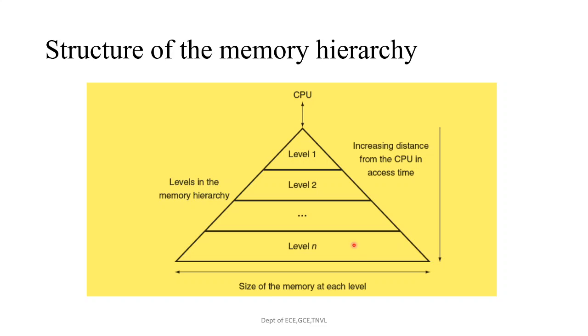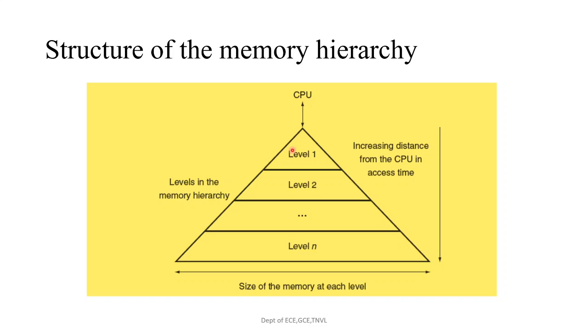So the memory at the bottom is very large, but the time to fetch the information, the access time, is high. At the top, the memory is very small, but it is very fast. We need both advantages, that the memory should be large as well as fast. So that's why we are going for this memory hierarchy.